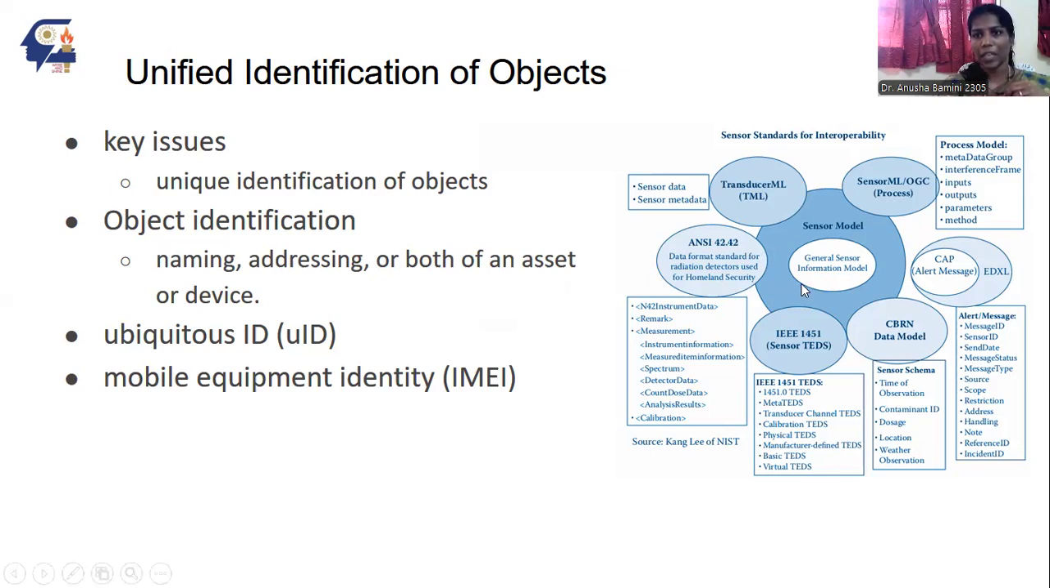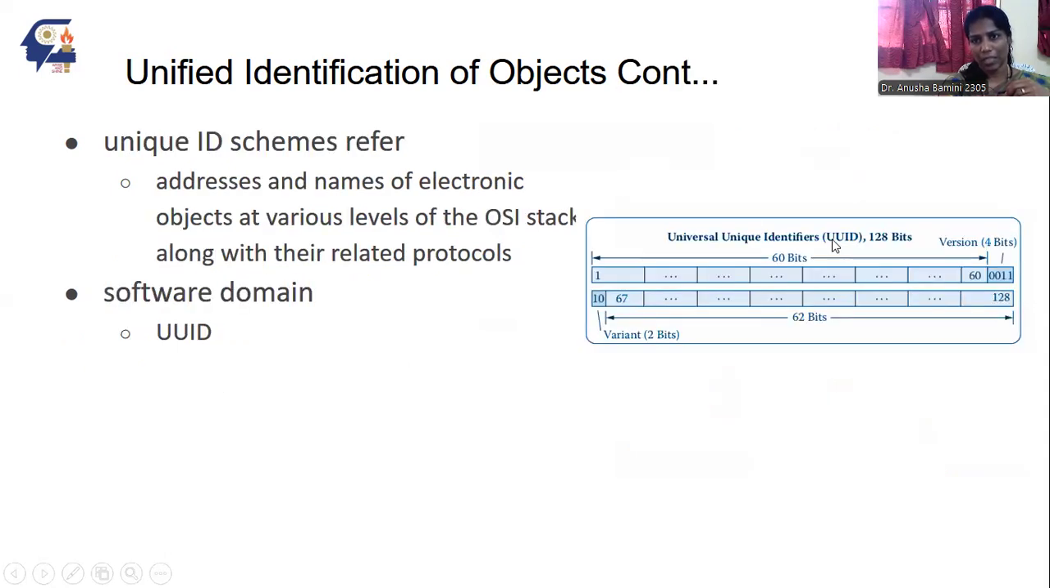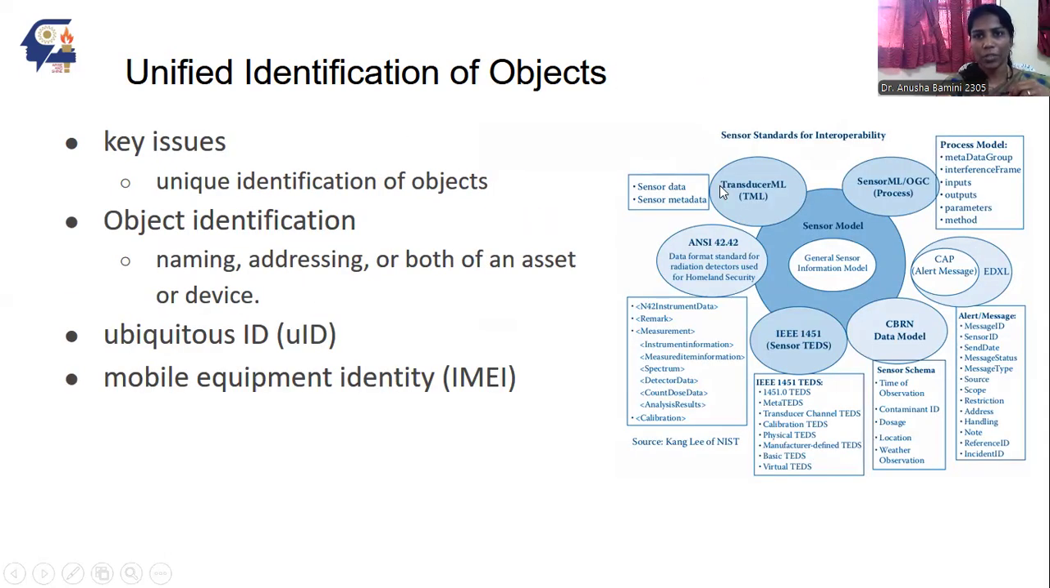So this is some kind of sensor standards for interoperability. Some sensor models and their type of data or standards that they are using are represented here. Transducer, which is used for sensor data as well as metadata, then SensorML, then CAP, IEEE 1451. So these are some kinds of sensor models as well as data we are using in sensor standards. Whatever objects we are connecting, we must have a unique ID. That ID is called a ubiquitous ID, UID.